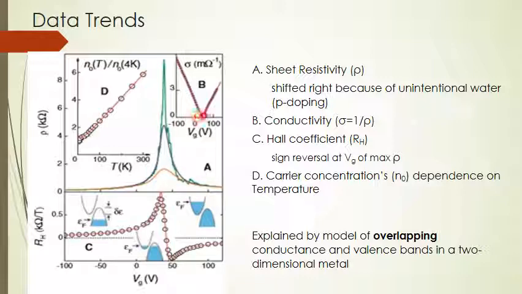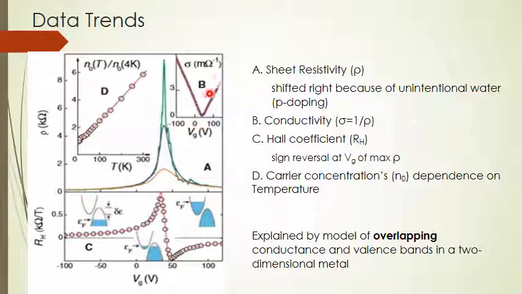Moving on, conductivity's dependence on sheet resistivity can be noted due to its shift rightward into positive gate voltage region. Because the sheet resistivity was shifted, conductivity was also shifted, and the sign change of the Hall coefficient was shifted from the origin.